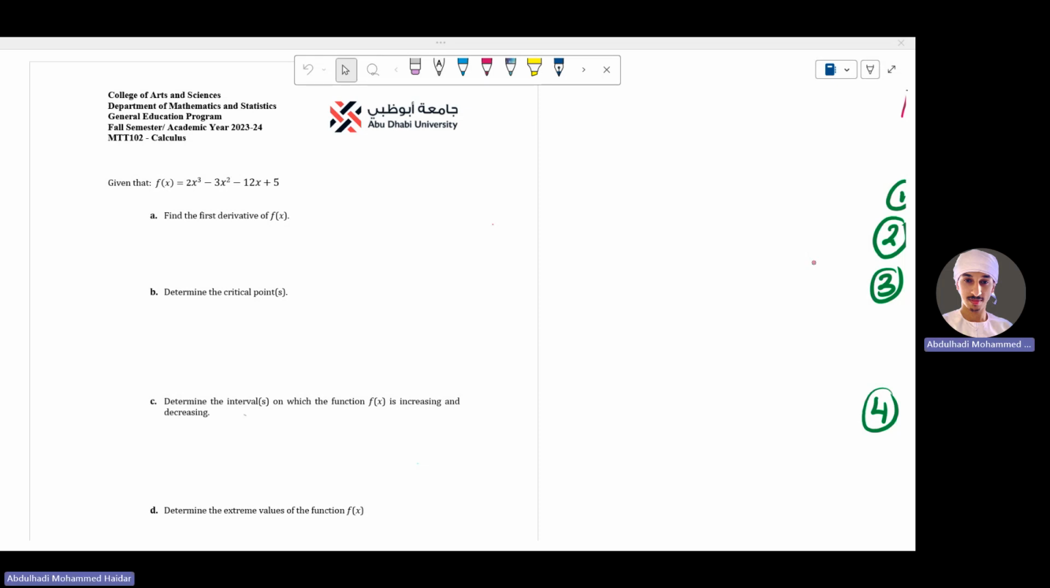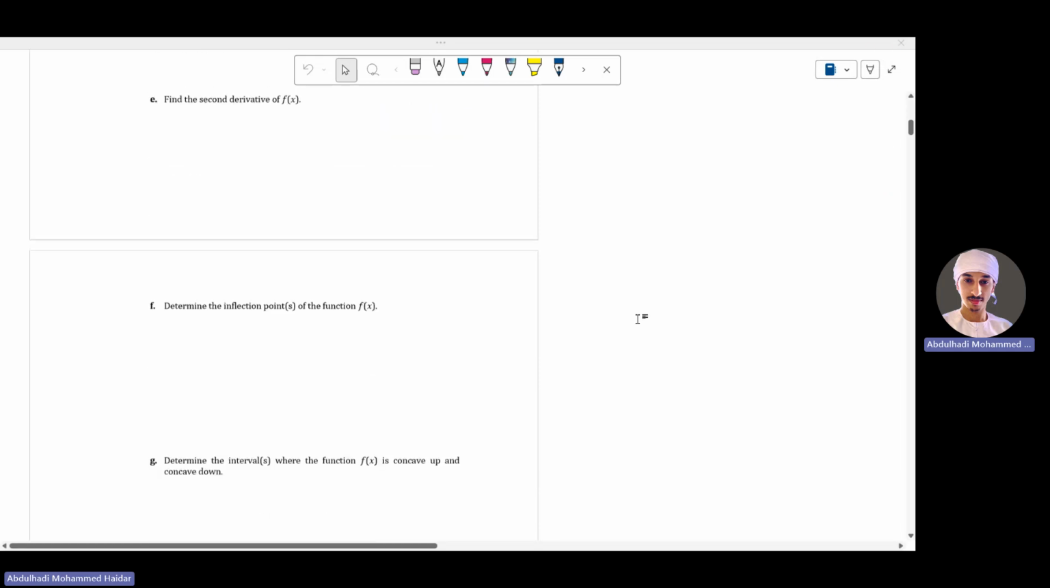Inshallah, today we are going to solve the revision of chapter 4. It has like 3 ideas. The first one is to find the critical and inflection points, and also other questions like finding the intervals of increasing and decreasing, and also the extreme values and the concavity interval.